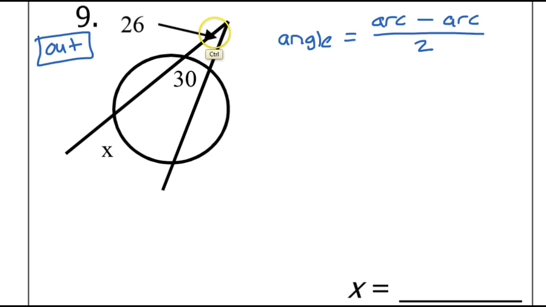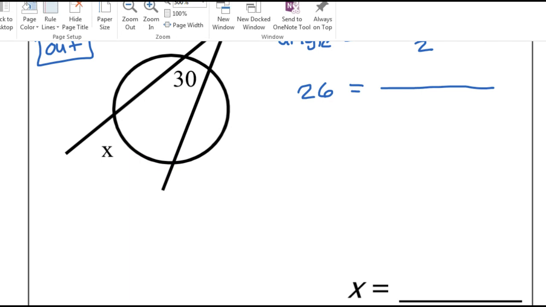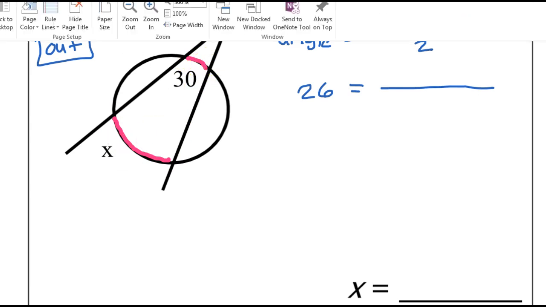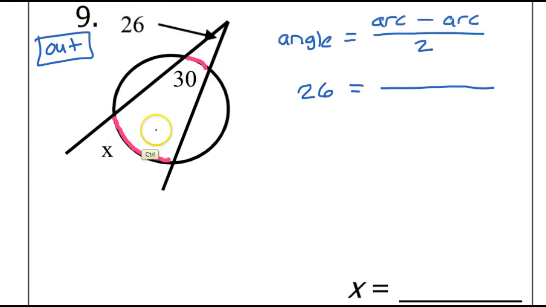This time we're given the angle. The angle is 26 degrees. So 26 goes first. Now we have to do the big arc minus the small arc. The two arcs are here and here. But we need to do the big arc minus the small arc. The big arc is x. So I have to do x minus 30 divided by 2.